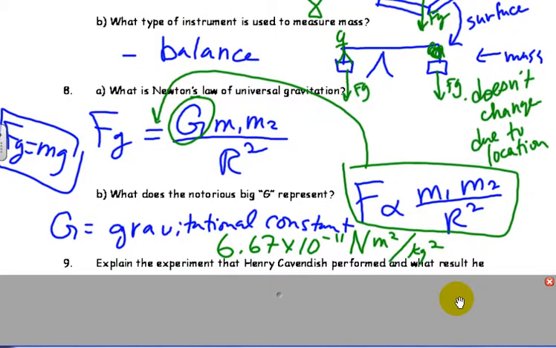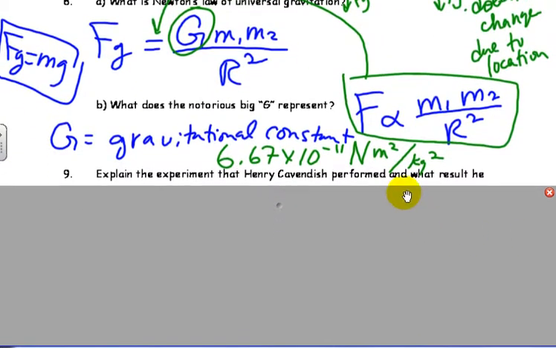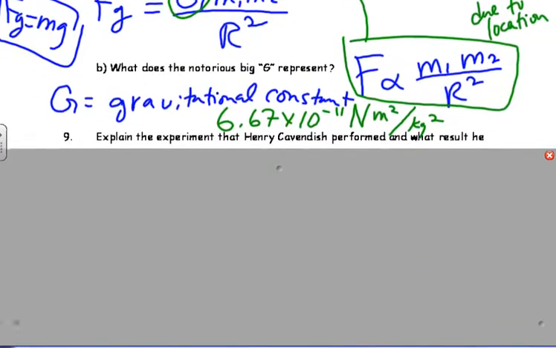To make this an equal statement, we have to have some sort of constant value that doesn't change, and here's that constant number right here, 6.67 times 10 to the minus 11 Newton meters squared per kilogram squared. We know that these are kilograms, meters squared, so those units will cancel and we'll be left with newtons for force.